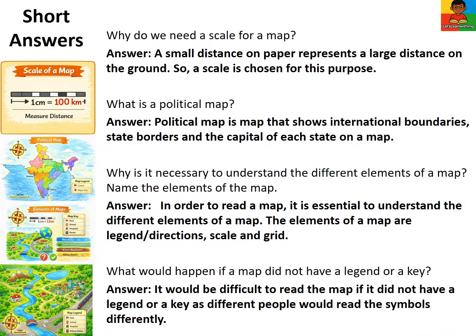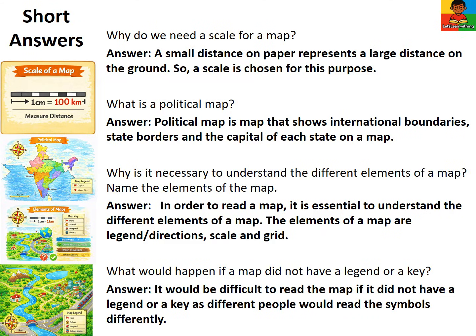Here are more short answers. Why do we need a scale for a map? A small distance on paper represents a large distance on the ground, so a scale is chosen for this purpose. What is a political map? A political map shows international boundaries, state borders, and the capital of each state.